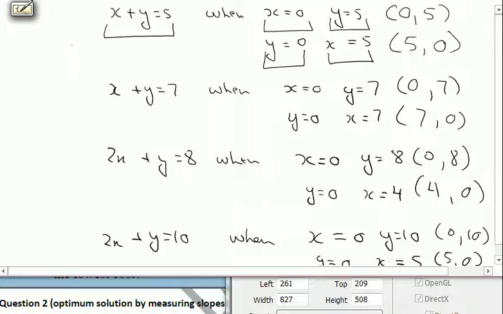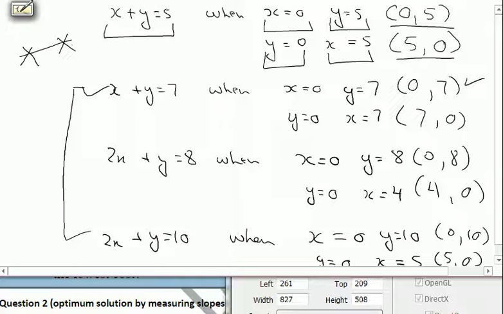To draw any line, there is a basic rule. If you have to draw any straight line, you should know 2 points. By assuming x and y equal to 0, I know that this line will pass through 0, 5 and 5, 0. Similarly, I have found 2 coordinates for each of the lines, and you may pause the video and calculate all these points of these lines. And now I will draw the line for x plus y equals 5.